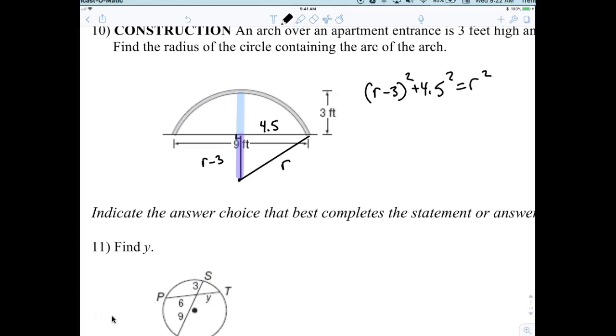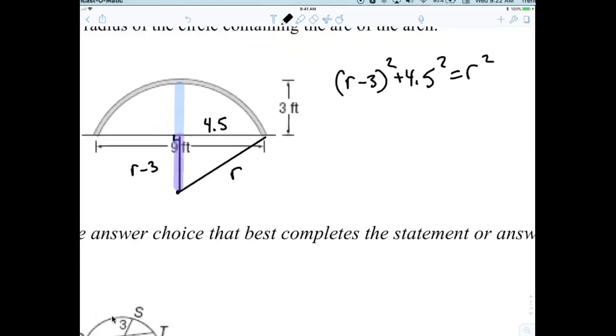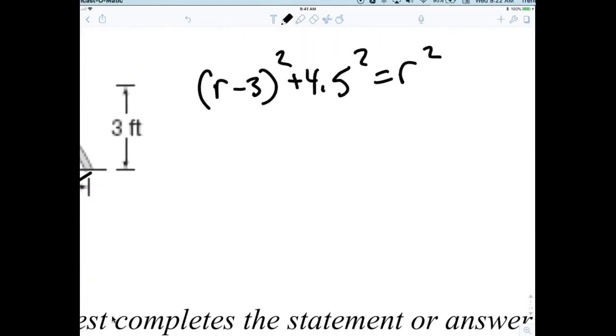Now, the nice thing about this is that the R squareds will cancel. So it's not really a quadratic. It's not a difficult thing. You just have to expand R minus 3 properly. When you expand R minus 3, you should be able to tell me R squared minus 6R equals. And what's 4.5 squared, is that 20.25, I think? Yeah.